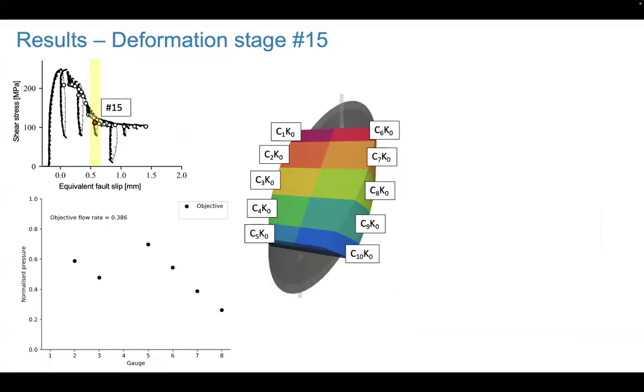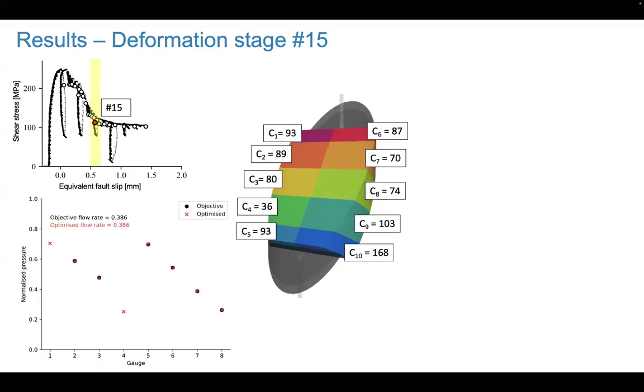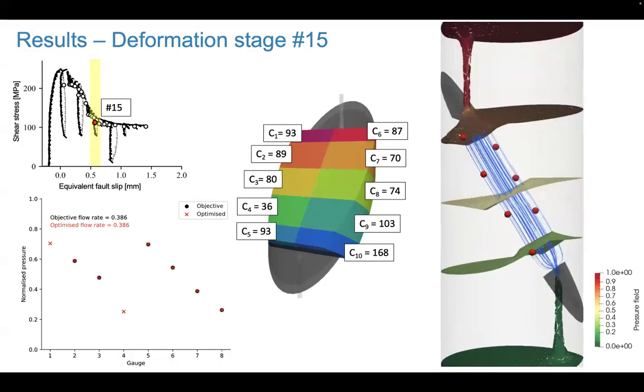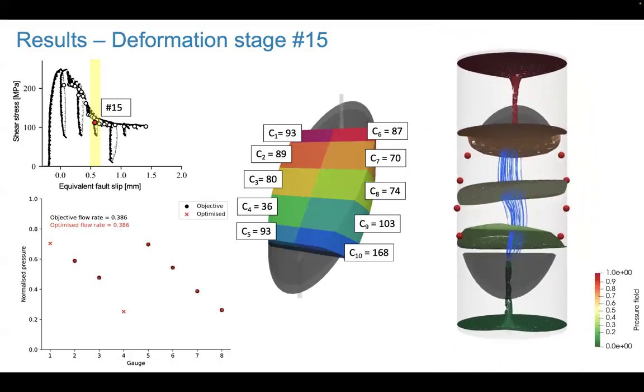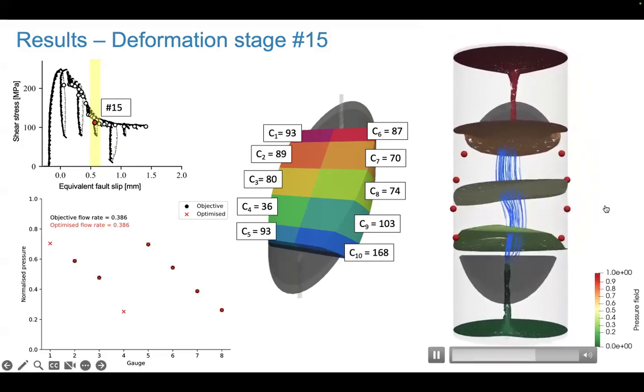So to give you an example, let's focus on one of the stages of the triaxial test halfway through the test, so stage 15. So we have these measurements of pore pressures at the different transducers. We have this value of flow rate. So the optimization process asks the question: what are the different permeabilities in the different zones of the fault, so that we match exactly this value of flow rate and this value of pore pressures. And so using this inverse problem, we can optimize these permeabilities.